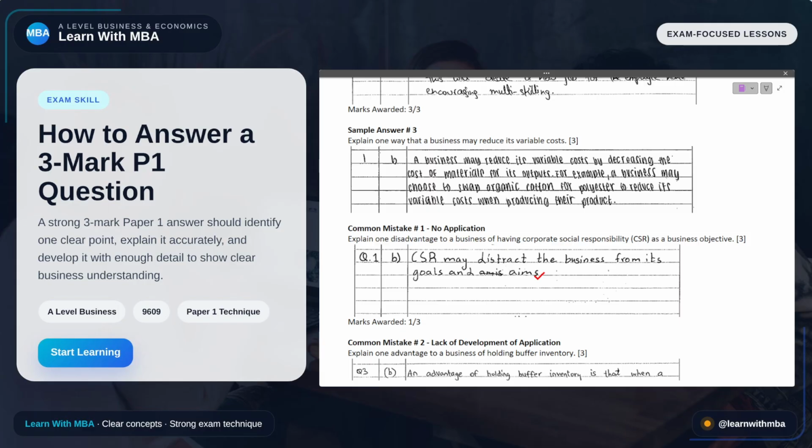costs. Again, this answer works because he identifies one way clearly and then applies it. So the student says that a business could reduce the costs of material used in production. He then gives an example. So he categorically states that a business may reduce variable cost by decreasing the cost of materials. So this is the knowledge point.